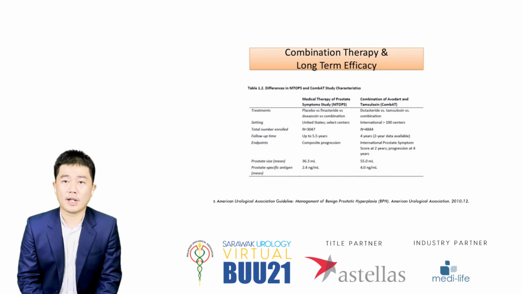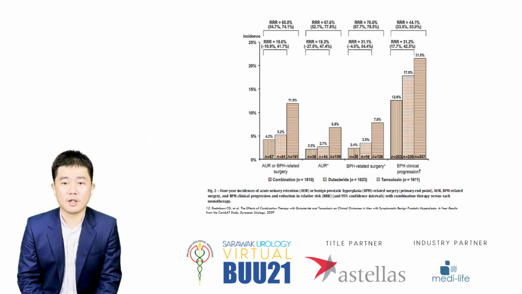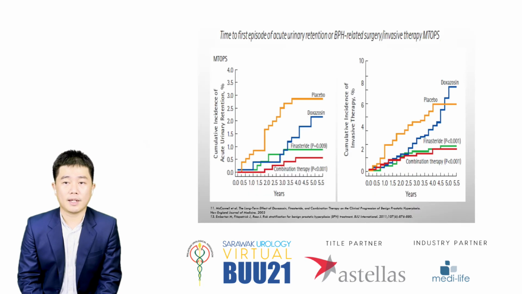The justification or evidence for combination therapy and its long-term efficacy is backed by these two landmark studies, namely the MTOPS study as well as the CombAT study. And these slides show the details of the papers as well as the outcome. As you can see, starting the combination therapy earlier will lead to a reduction in the incidence of AUR or BPH-related surgery, AUR episodes, as well as the clinical progression. And this slide reinforces the point that I was making just now.